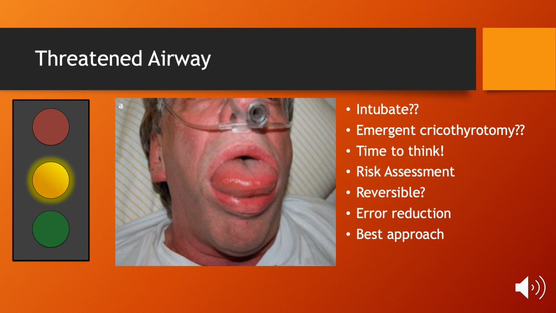Well, not sure that would be entirely wrong, since this patient has an obvious upper airway problem and you could access the airway through the neck. But is that absolutely necessary at this time while the patient is awake? Yellow means you have time to think. Risk assess. Determine if the problem is reversible or progressive. This leads to error reduction and a best approach.